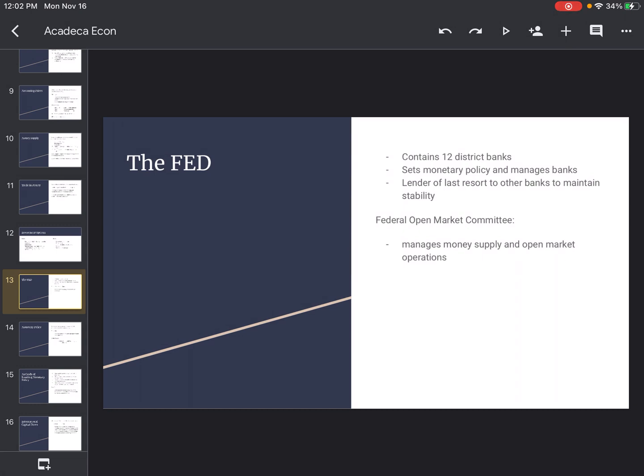The Federal Open Market Committee manages money supply and open market operations. It's less important, but it's made up of 7 rotating governors, the president of the New York District Bank, and presidents of 4 other district banks. And if we want to go into it, the Federal Reserve Board of Governors is located in D.C., and is directed by a presidentially appointed chairman. So, if that comes up, there you have it.